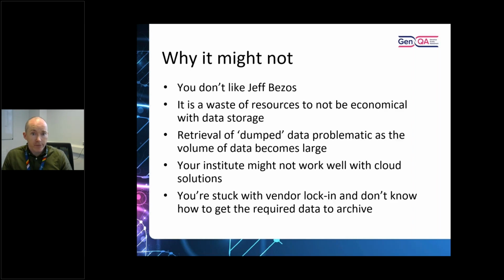So why it might not work. So maybe not Jeff Bezos, and you don't like Jeff Bezos particularly, but you may not like cloud computing. And lots of people do not like cloud computing. They like to see the physical hardware in the lab. They like to hear it, humming away in the corner, heating up the lab, whatever it is. Some people like the physical hardware.